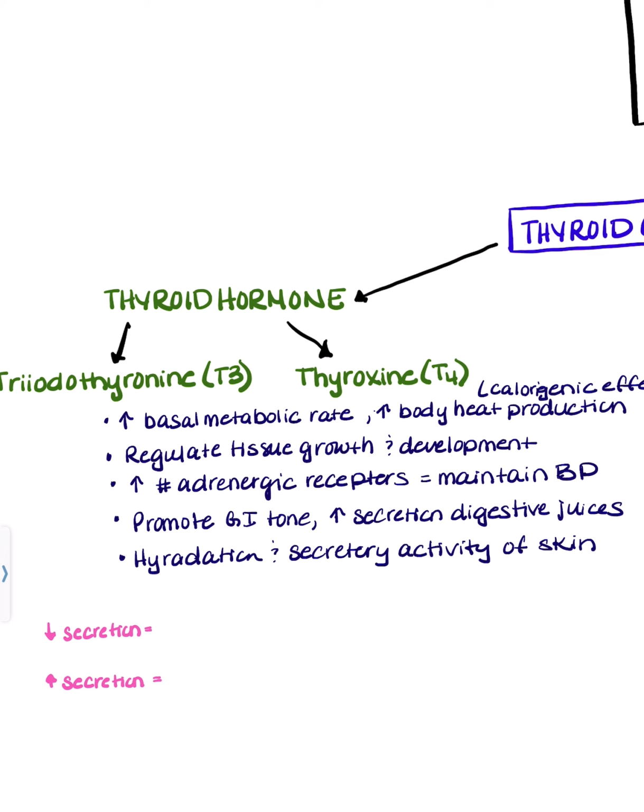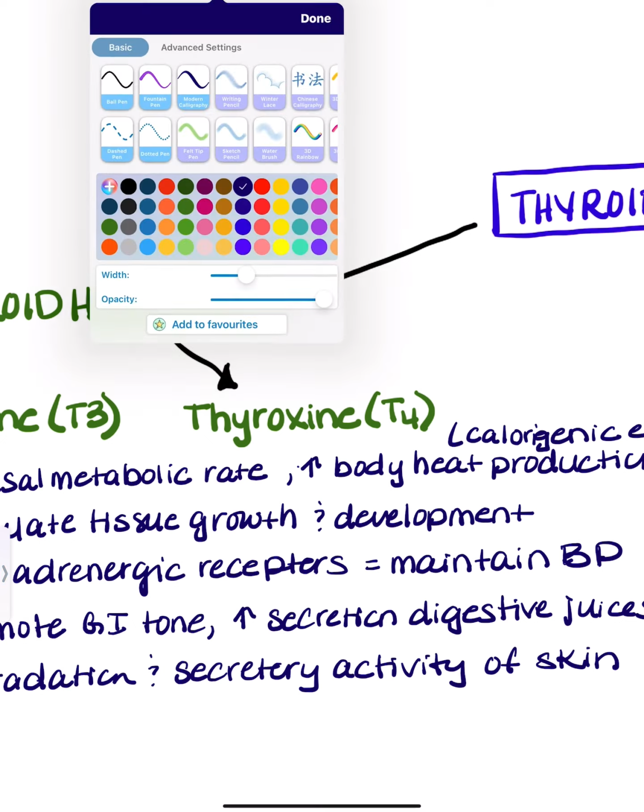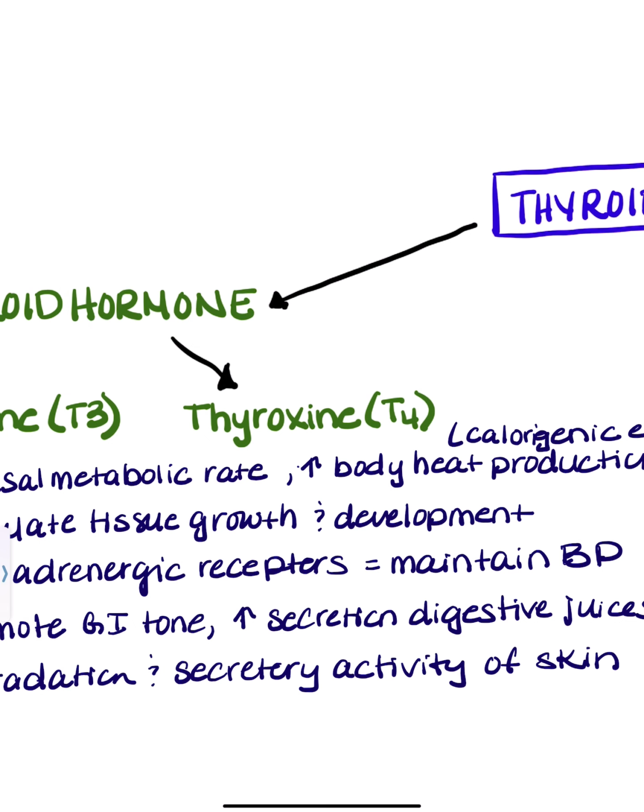Okay, so let's talk a little bit about what is going to stimulate the release of the thyroid hormone from the thyroid gland. One is going to be, well, if we have low thyroid hormone levels, that's going to stimulate the release of the thyroid stimulating hormone, so that we can get more thyroid hormone released from the thyroid gland.